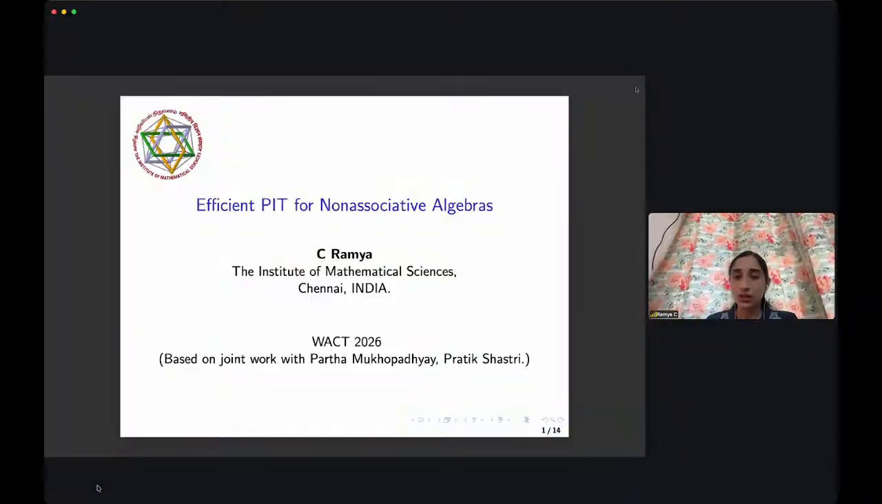So let me begin first by defining an algebra, which we have encountered many times, and then define what a non-associative algebra is, and try to design polynomial identity testing algorithms for non-associative algebras.